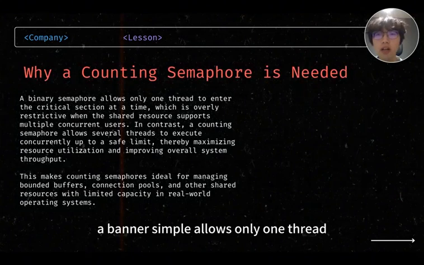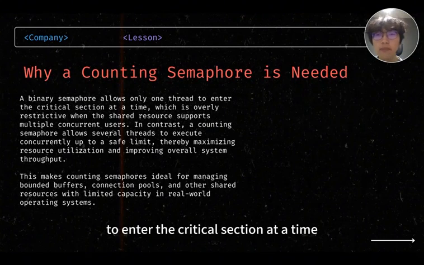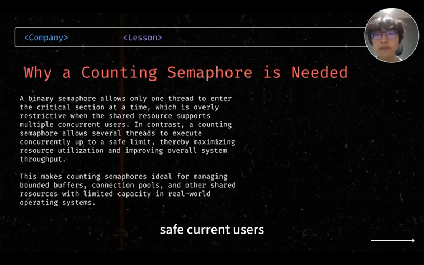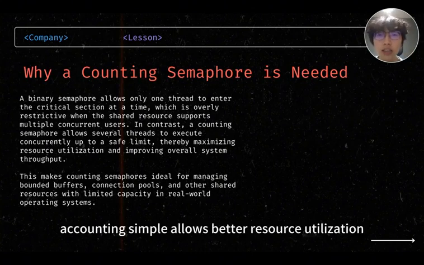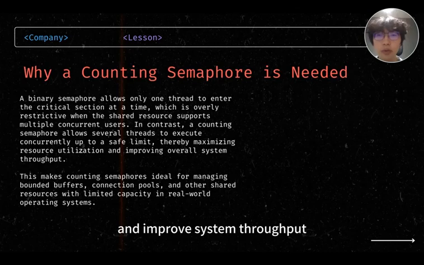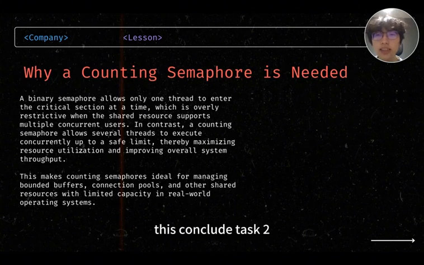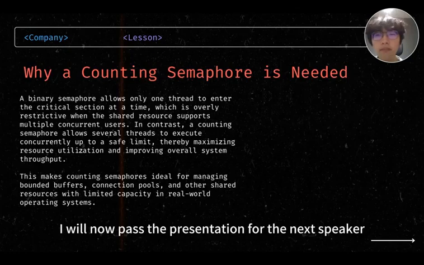A binary semaphore allows only one thread to enter the critical section at a time, which is too restrictive when a resource supports multiple safe concurrent users. A counting semaphore allows better resource utilization and improves system throughput, making it suitable for real operating system environments such as bounded buffers and connection pools. This concludes task 2. I will now pass the presentation to the next speaker.